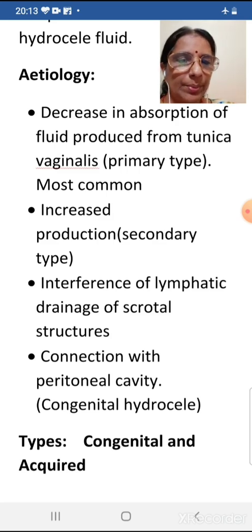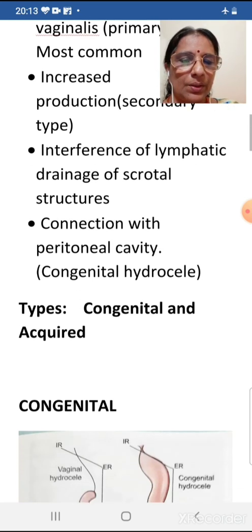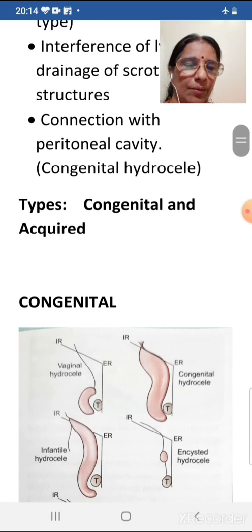Secondary type is due to infections of the testis like tuberculosis, syphilis, leprosy, then tumors of the testis, or trauma, which can cause more production of fluid by the tunica vaginalis, leading to development of the secondary type of hydrocele. Interference with the lymphatic drainage of scrotal structures is especially seen in filarial hydrocele. And connection with the peritoneal cavity leads to the congenital variety of hydrocele.